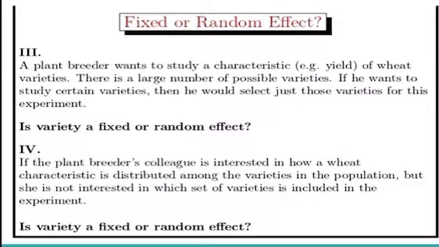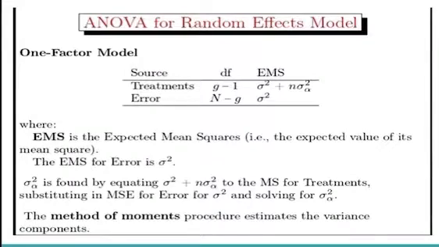I think I asked a lot of examples, but let me quickly show you the ANOVA table. The way we write the ANOVA table for a fixed effect model is different from that of a random effect. Of course, you're already familiar with the way we present the ANOVA table for fixed effect. The only difference in the ANOVA table for random effect is that we're going to have a section called expected mean squared, which is going to be called EMS.